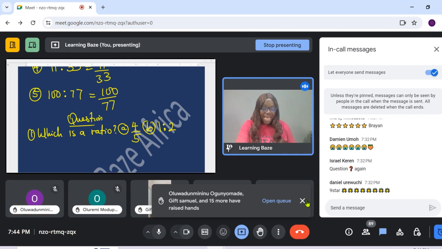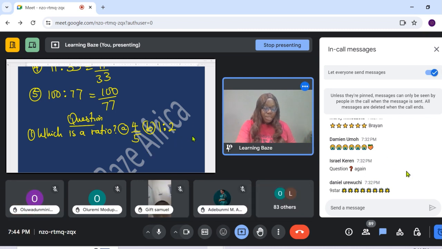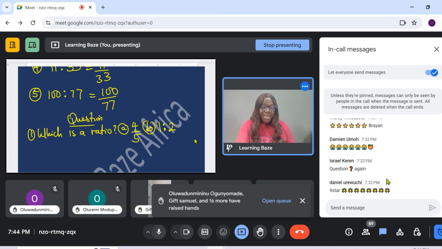Type your name beside your answer before you post your answer. Type your name beside your answer, post your answer now. Let's see who goes home with more stars. Amazing.